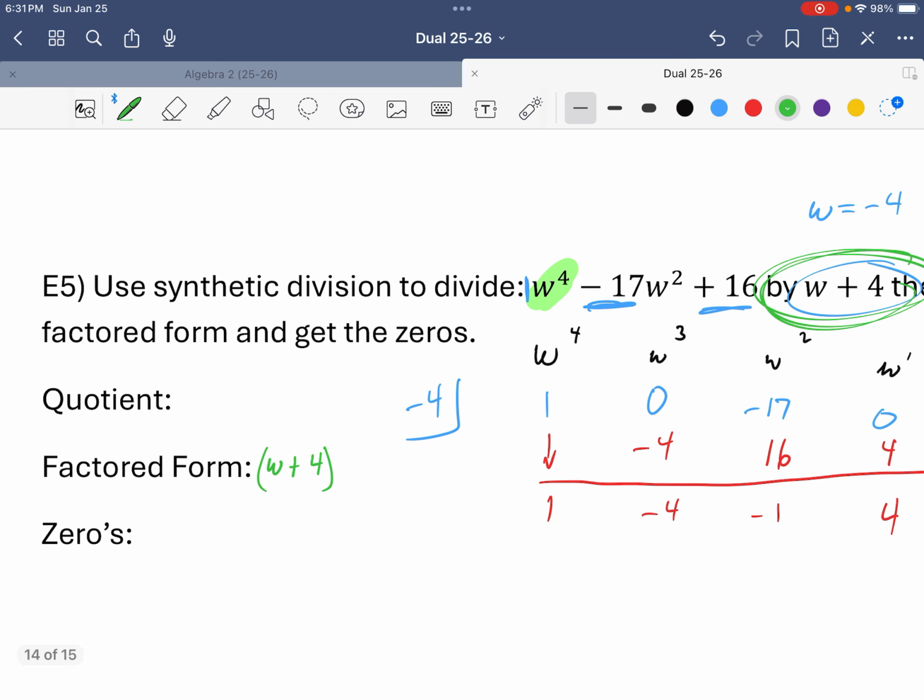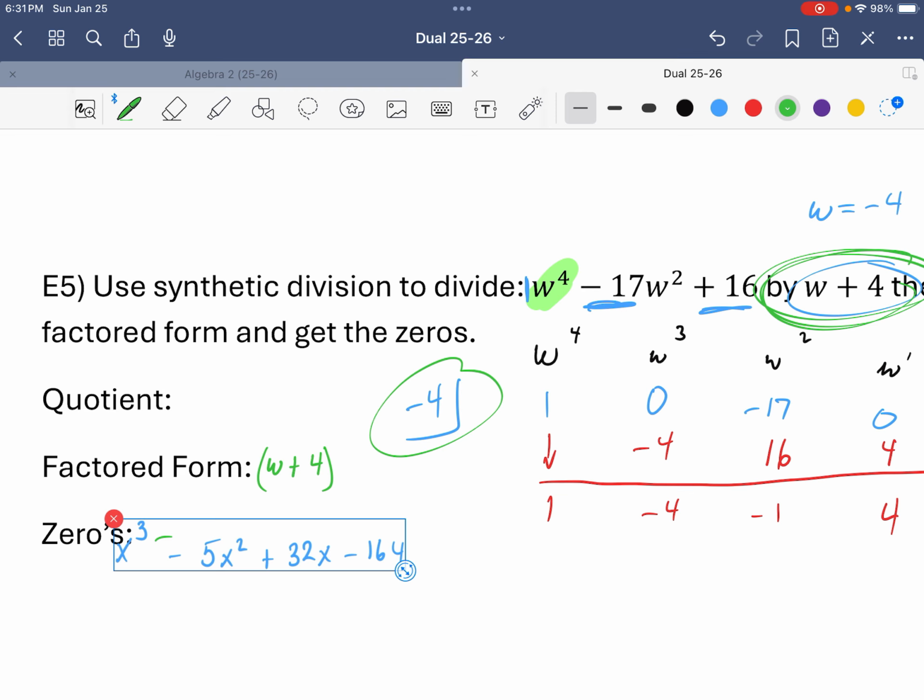Yay. I also know that negative 4 is a 0. How do I know? Because you change the sign from positive 4 to negative 4. So I know some of the answer already.